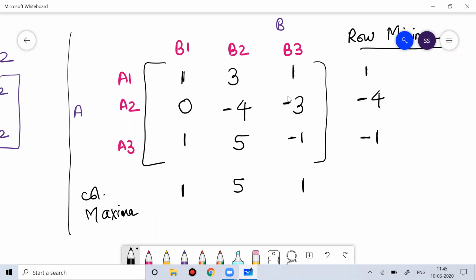The logic of finding the row minima is that the given set of data is given from the perspective of person A. Person A wants his profit to be maximized, while person B wants his loss to be minimized.